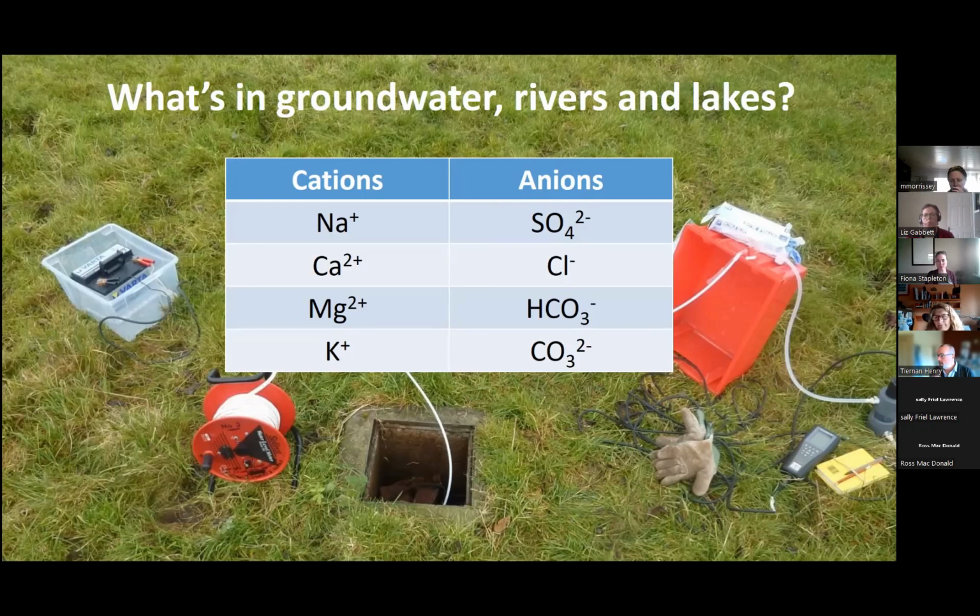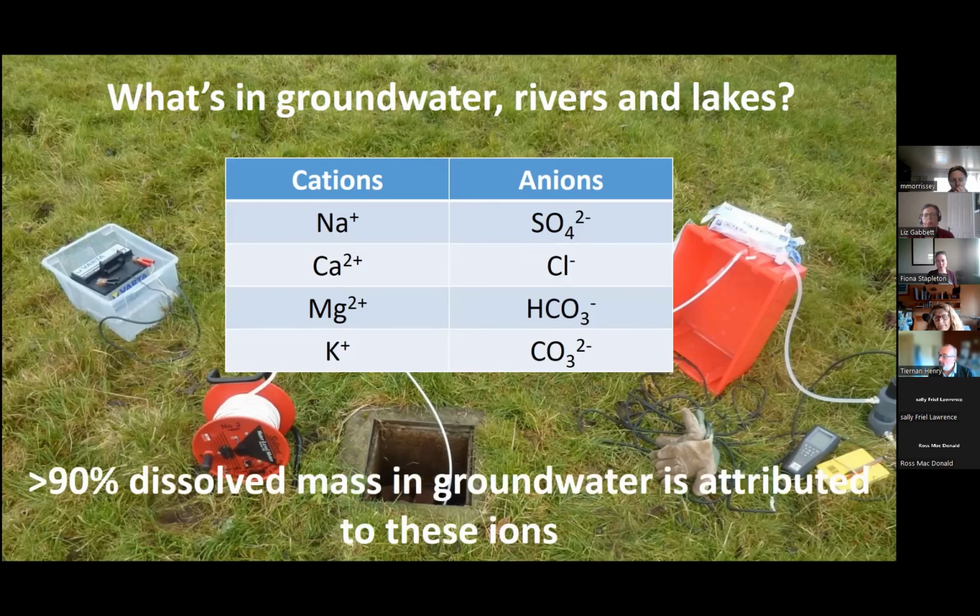The reason we look at these is that the bulk of what's dissolved in groundwater is sodium, calcium, magnesium, potassium, sulfate, chloride, bicarbonate, and carbonate. More than 90% of dissolved mass is these. Anything that's dissolved in the water is going to be made up of some combination of these things. That's why they're the ones that appear on the bottles, because they occur most commonly in groundwater everywhere. And the key thing is they don't make up all the water.